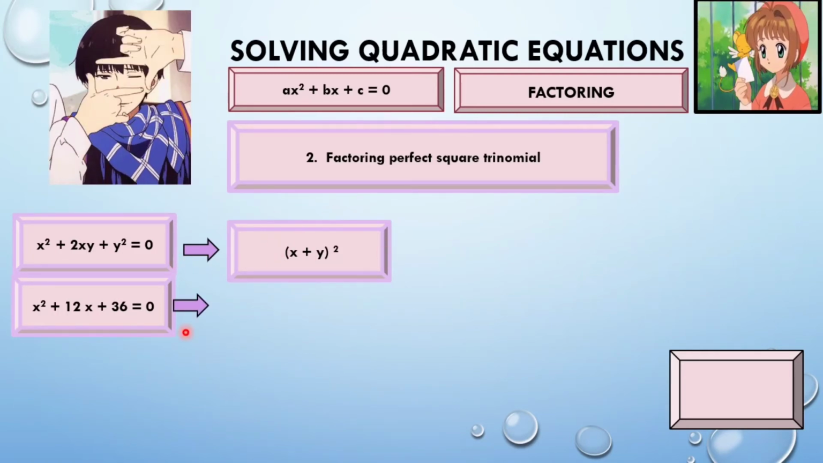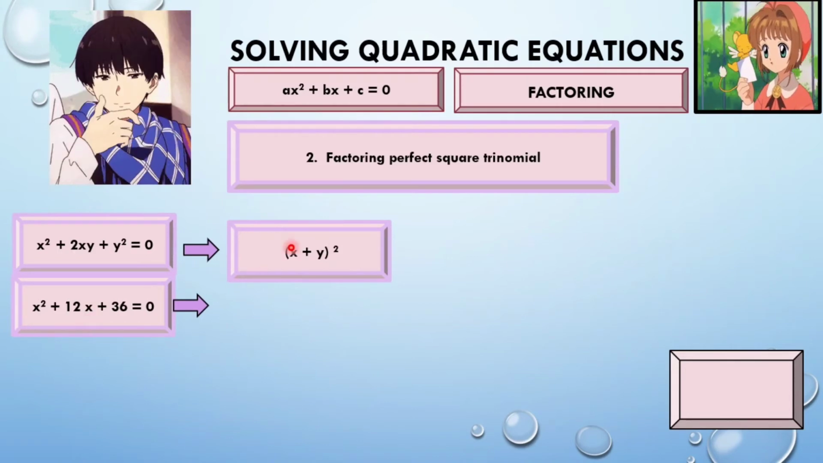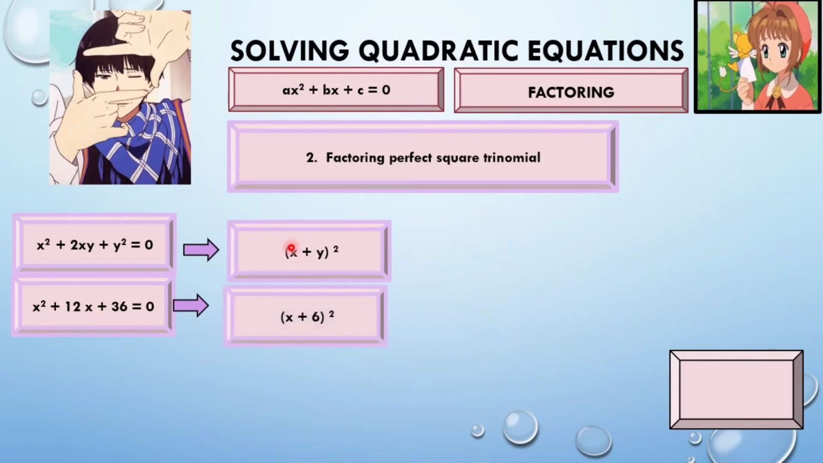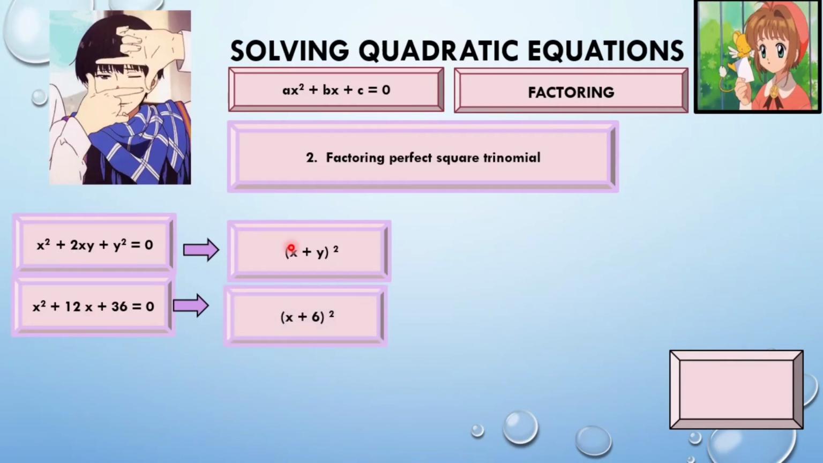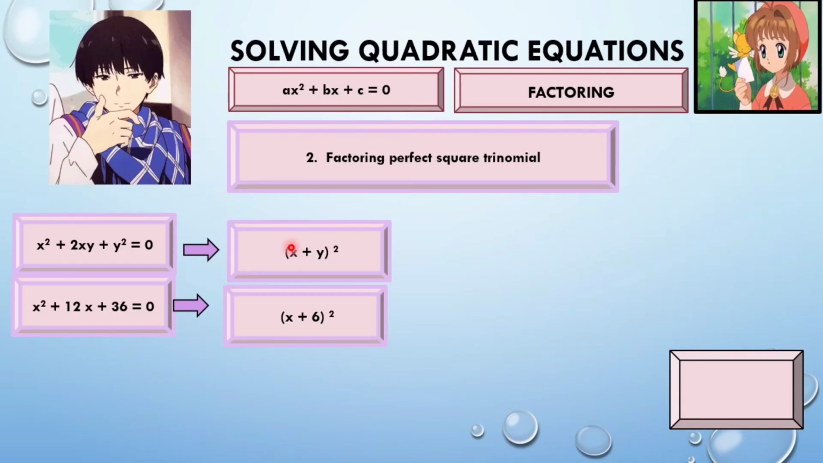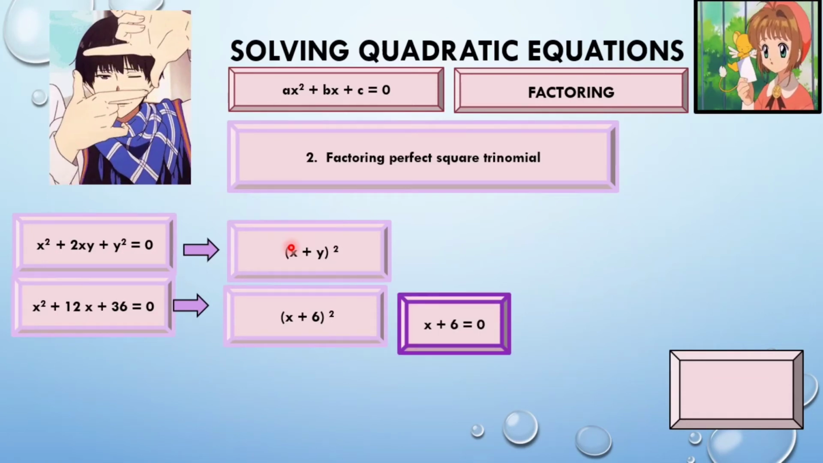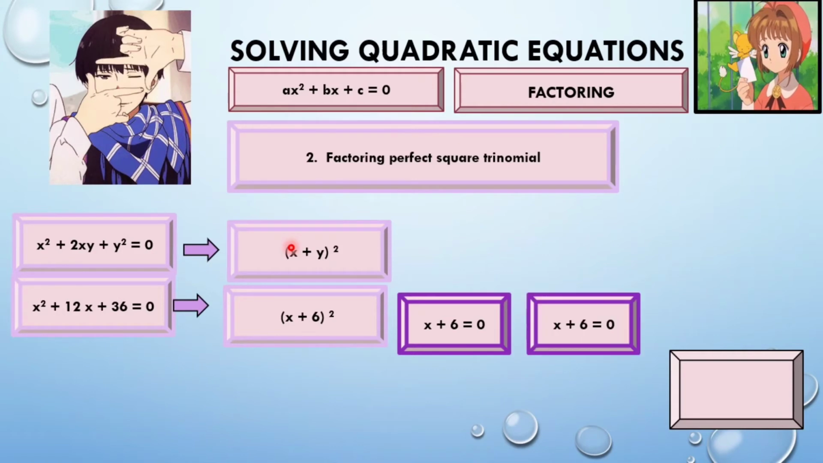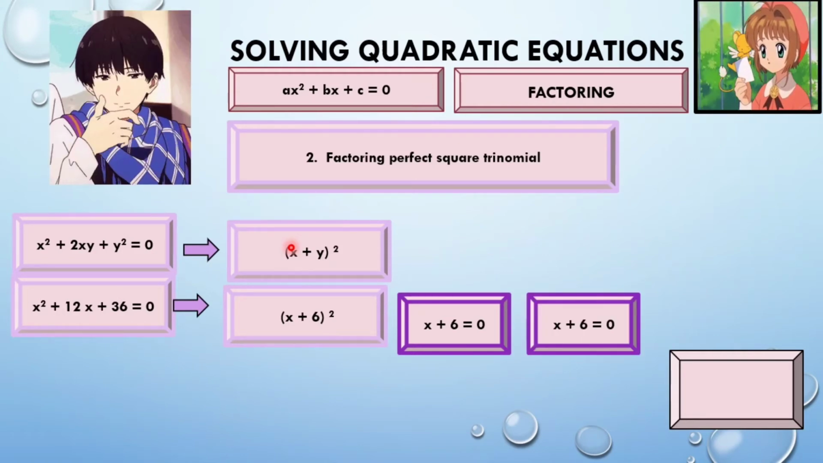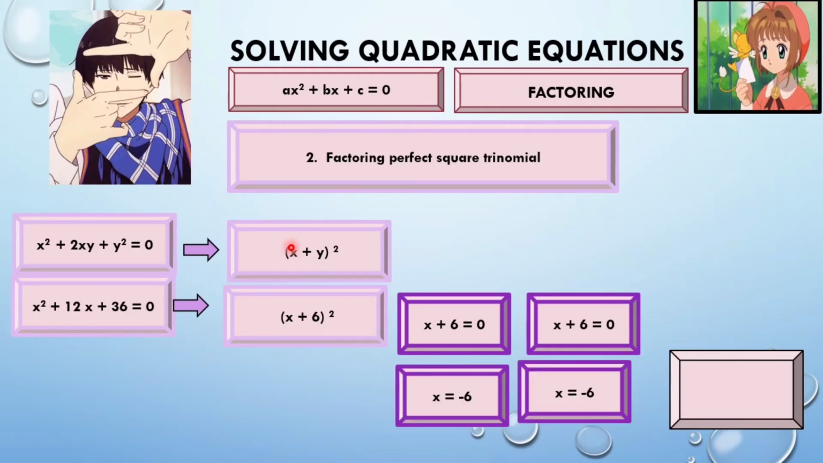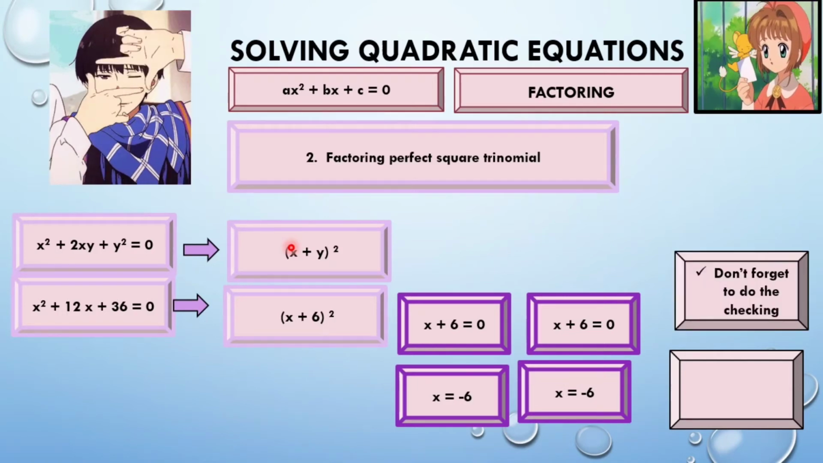Okay, extract the square root of the first term and the third term. So what do you have? x plus 6 squared. So that is a square of a binomial. Then factor that out, meaning to say we have 2x plus 6 and then equate to 0 and get the value of your x. So that's the solution.